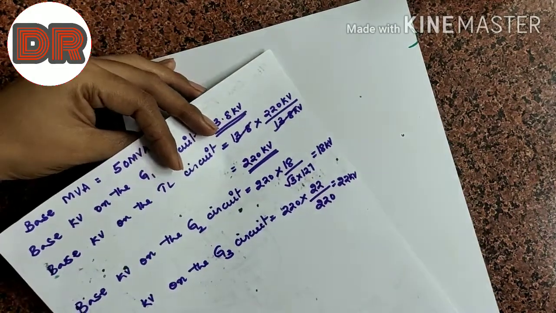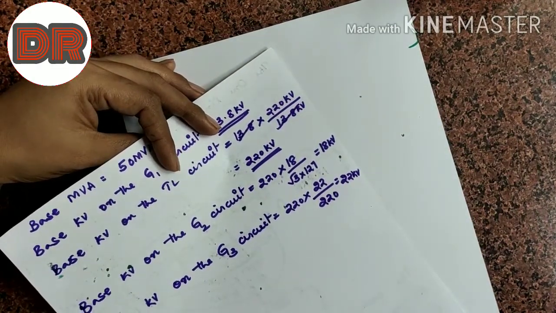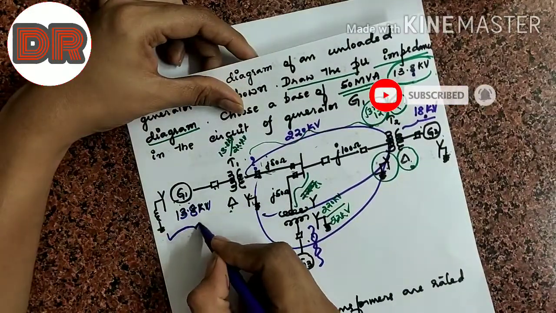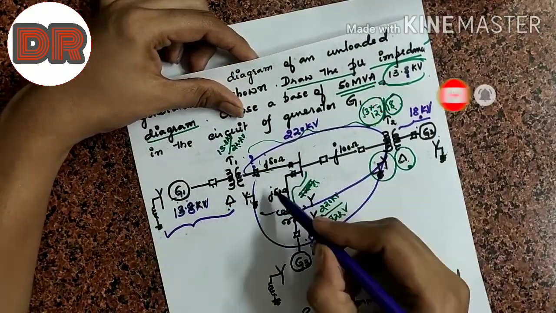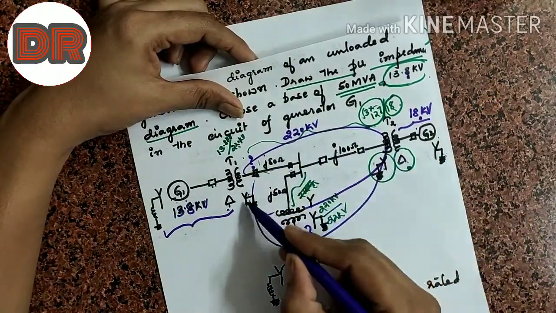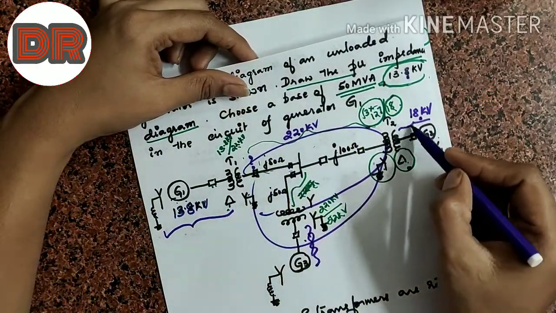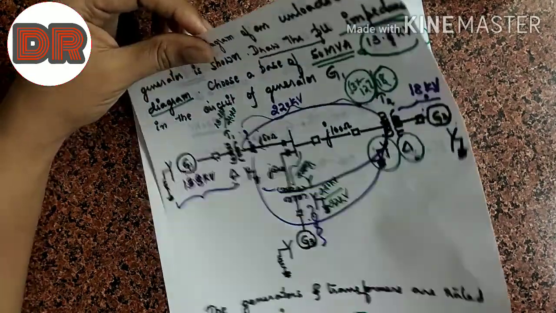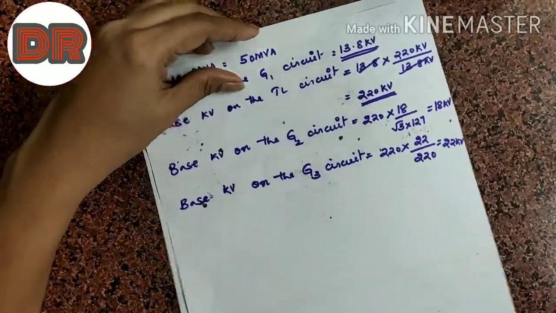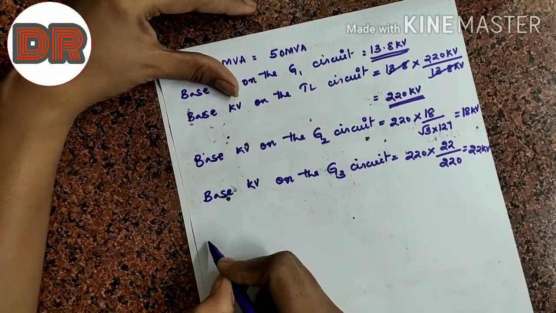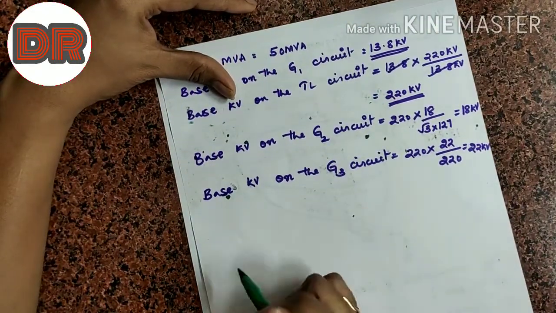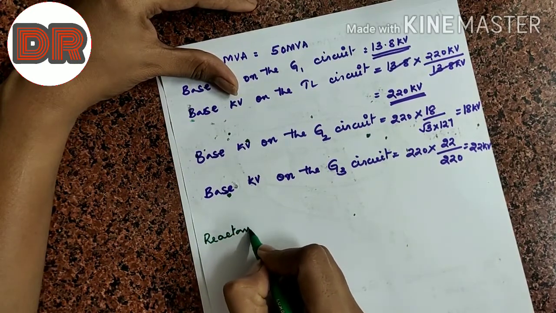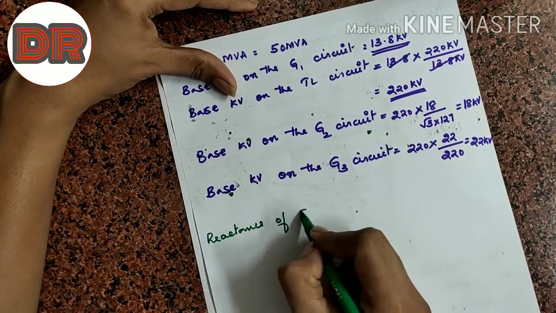So now we have fixed the kV bases for the entire circuit. For the first section it is 13.8 kV, and for the transmission line section it is 220 kV. On this side it is 18 kV, and on this side it is 22 kV. So now let us start calculating reactance values. Let me write first the per unit reactance of generator G1.